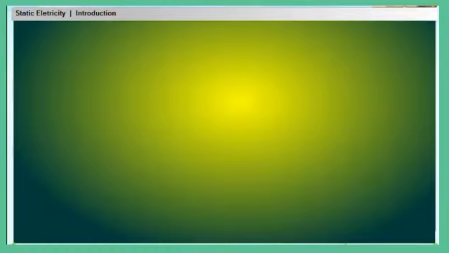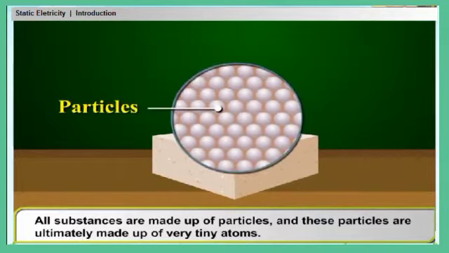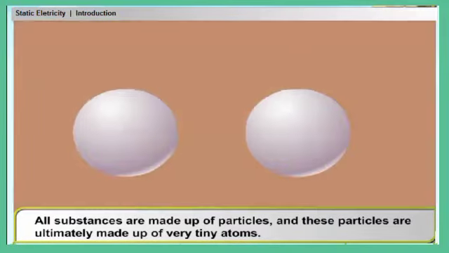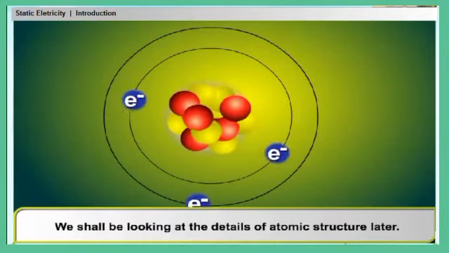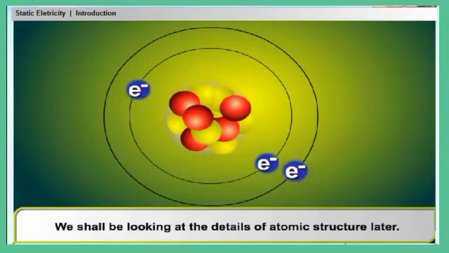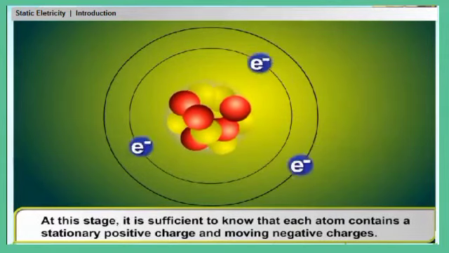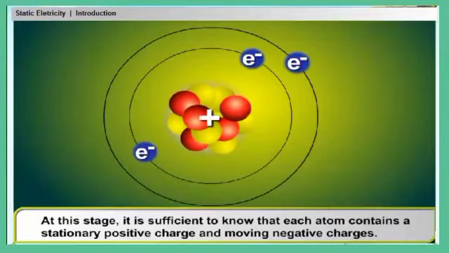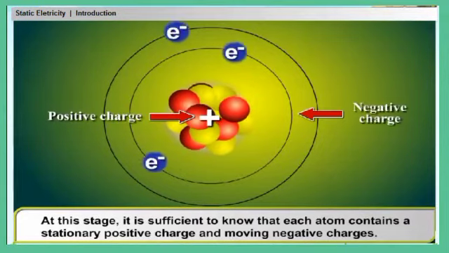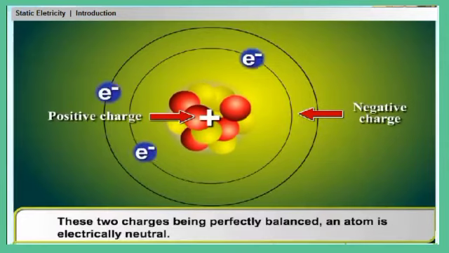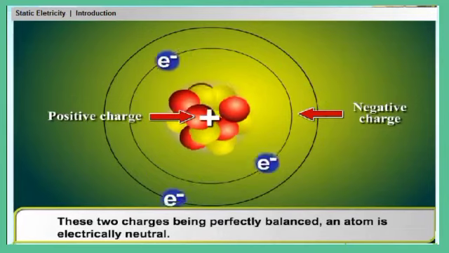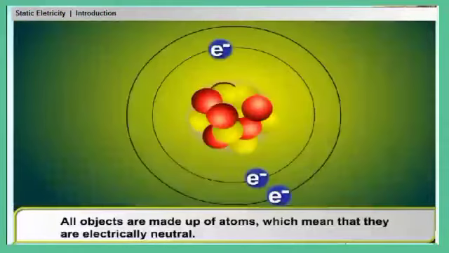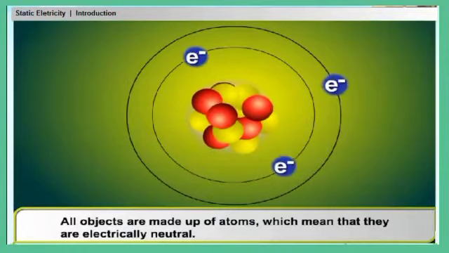What is the origin of an electric charge? All substances are made up of particles, and these particles are ultimately made up of very tiny atoms. We shall be looking at the details of atomic structure later. At this stage, it is sufficient to know that each atom contains a stationary positive charge and moving negative charges. These two charges being perfectly balanced, an atom is electrically neutral. All objects are made up of atoms, which means that they are electrically neutral.